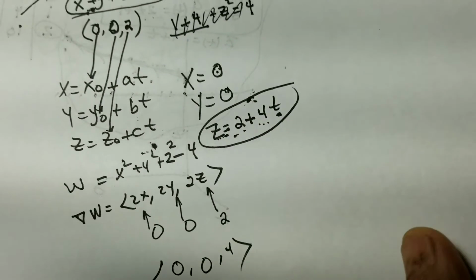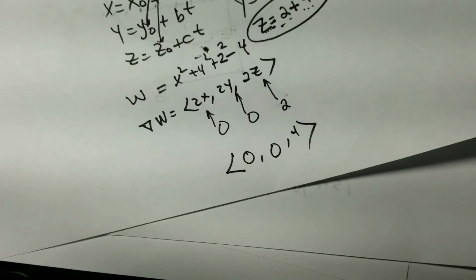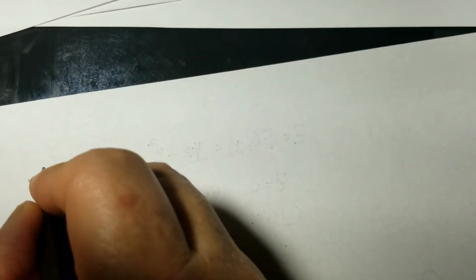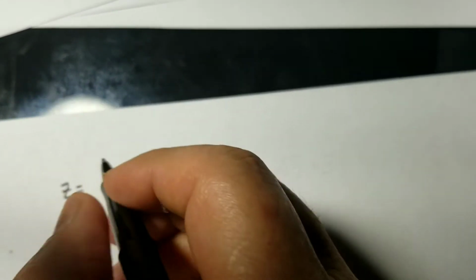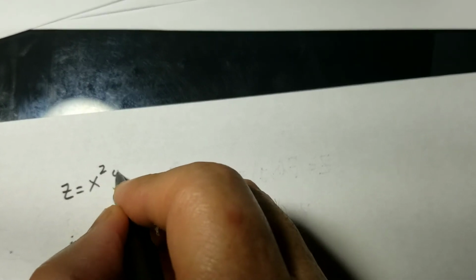Let's do another one. I'm going to say that is my surface, and my surface is z equals x squared y cubed.